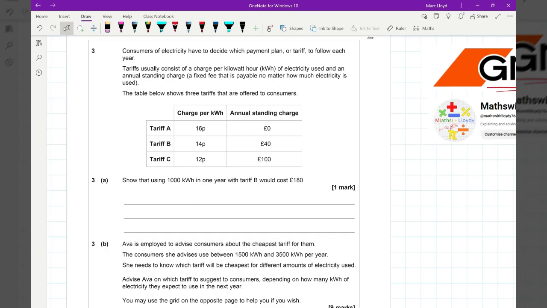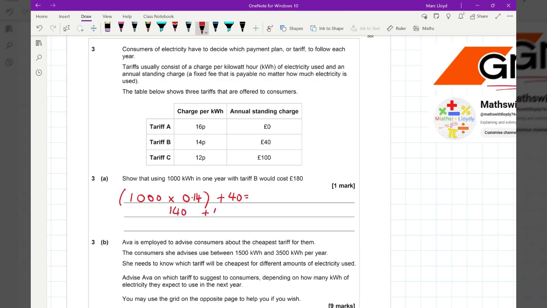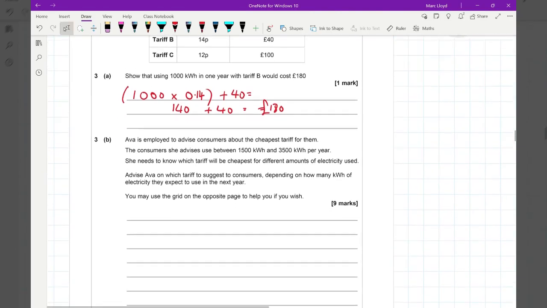So charge per kilowatt hour. So we've got 1,000. That's then multiplied by 0.14 because that's what 14 pence is in pounds. And then we have to add our £40, which is our standing charge. And then I'm just going to show an extra line of working. So 1,000 times by 0.14 is 140. So I'm showing that extra line of working to get to 180. Though I'm sure you'd be fine if you just wrote that calculation because that's what they want to see with the show that question. Okay, part B.